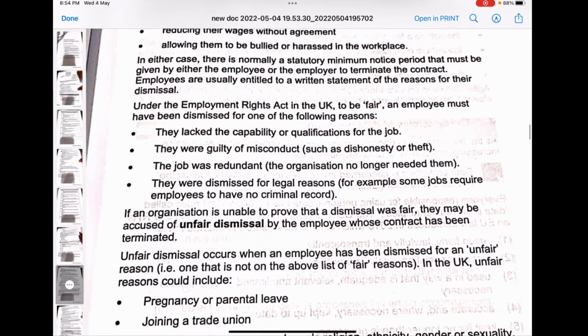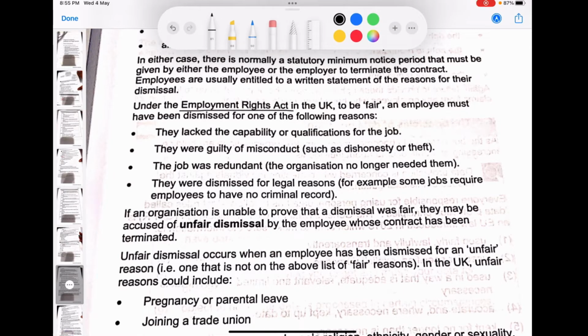In either case, there is normally a statutory minimum notice period that must be given by either the employee or the employer to terminate the contract. Employees are usually entitled to a written statement of the reasons for their dismissal. Under the Employment Rights Act in the UK, to be fair, an employee must have been dismissed for one of the following reasons. They lack the capability. So these are the reasons in the Employment Rights Act in the UK.